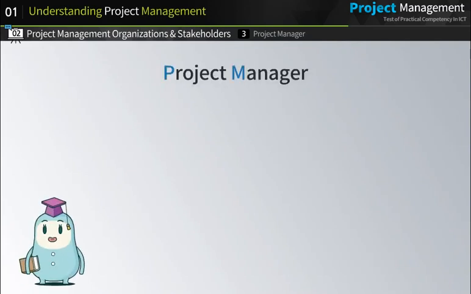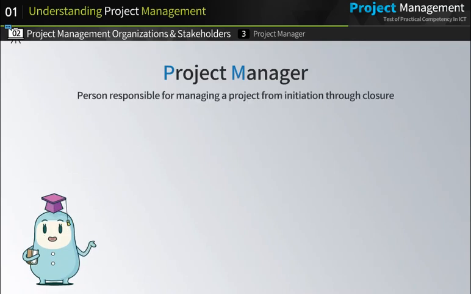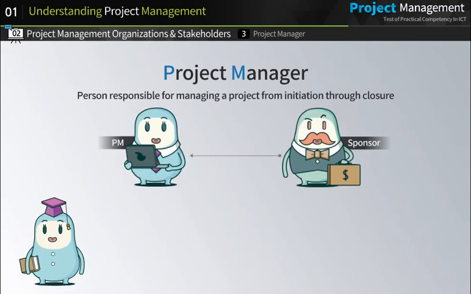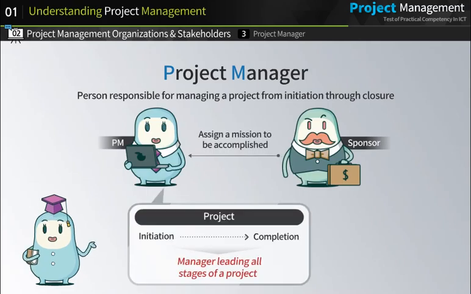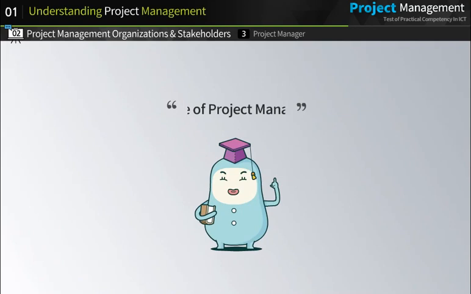Now, let's take a close look at the authority and role of a project manager. A project manager refers to a person responsible for managing a project from initiation through closure. In other words, a project manager is one leading all stages of a project upon the assignment of a mission by a sponsor. Let's take a look at the role of a project manager in each stage.